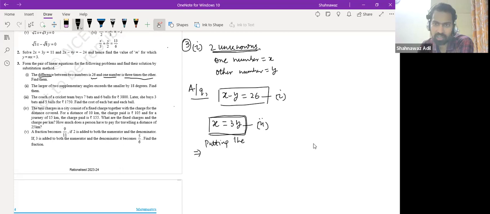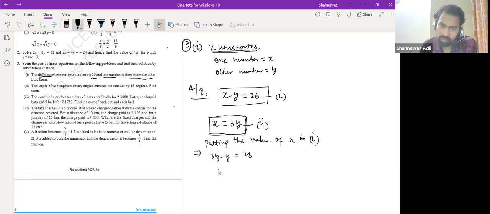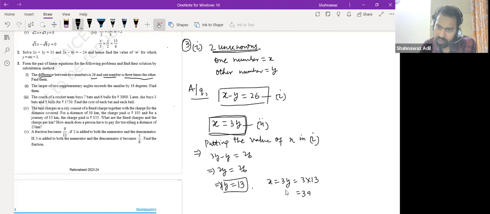So putting it in, 3y minus y is 26. 2y is 26, which means y is 13. So y is 13, which means that x is 3 into y, which is 3 into 13, so 39. These are the two values. Excellent. Understood? Yes. So please note it down and then we'll do the rest of the questions.